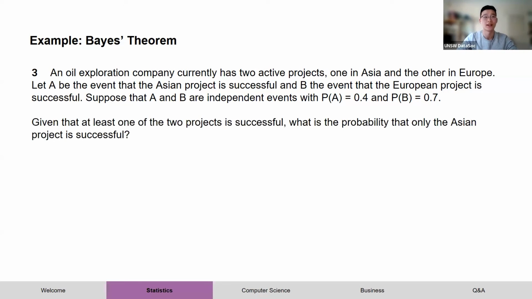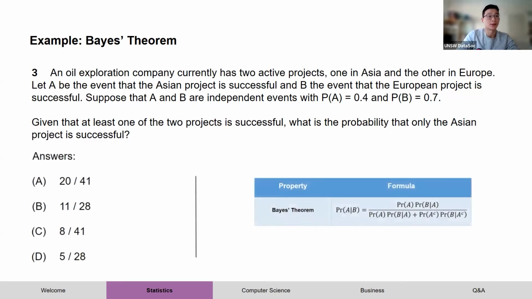And I think in probability terms, this is just 40% and 70%. So as such, given that at least one of the two projects is successful, what is the probability that only project A, so the Asian project, is successful? And out of all the possible answers, you have answers A to D.